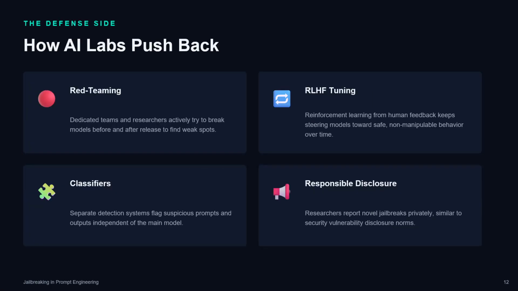So, how do we prevent this? How do AI labs push back? Form a red team. A red team is a dedicated team trying to break the system or an LLM and find its weak spots. RLHF tuning, reinforcement learning from human feedback, keeps turning models towards safe, non-manipulative behavior over time. Classifiers are separate detection systems that flag suspicious prompts and outputs independent of the main model. Responsible disclosure: researchers report novel jailbreaks privately, similar to security vulnerability disclosure norms.